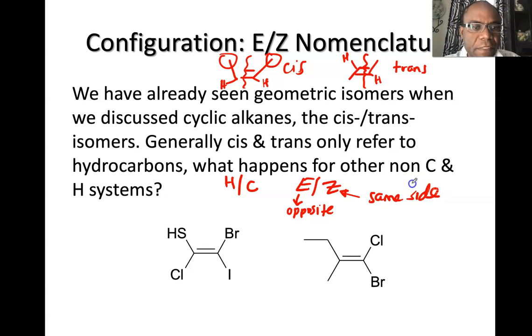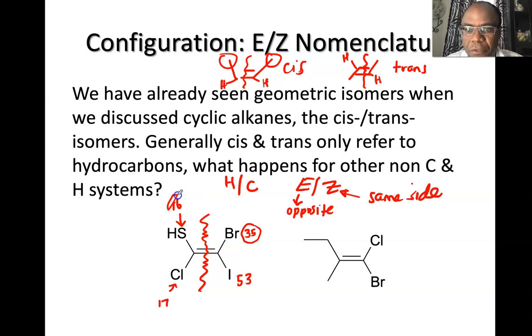So we use the same Cahn-Ingold-Prelog rules to assign priority. The first step you want to do is to cut the double bond across and then use atomic number to assign priorities. So let me find my periodic table. Alright, bromine has atomic number 35. Iodine has atomic number 53. Chlorine has atomic number 17. Sulfur has atomic number 16.